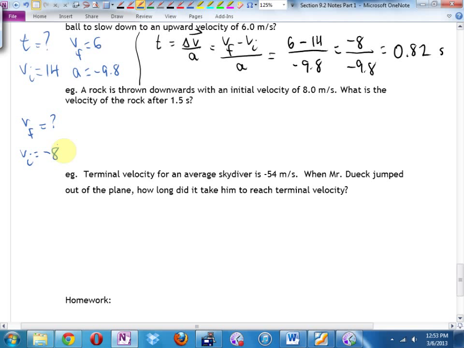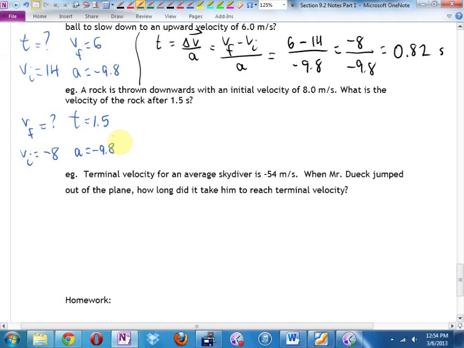What's that 1.5? Time? Did we drop an object or did we throw an object? Is it in free fall? Then what's the acceleration in free fall always? The question won't tell you that. You'll just have to clue in.